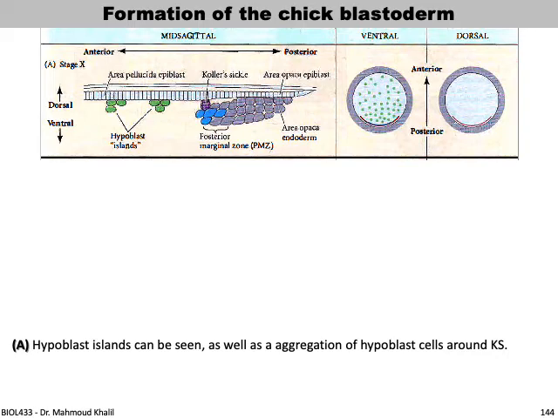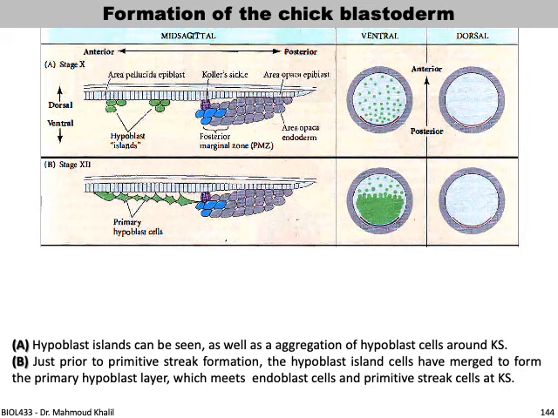Looking more deeply into the formation of the blastoderm, you can see a side representation of what is happening, with color coding, and this is from the ventral side, and this is from the dorsal side. So you can see that it starts with epiplast. The hypoplasts start as islands because they are delaminating from the epiplast, and you have the posterior marginal zone with the collar sickle, which is the thickening of cells. So the hypoplast islands can be seen, as well as aggregation of hypoplast around the KS.